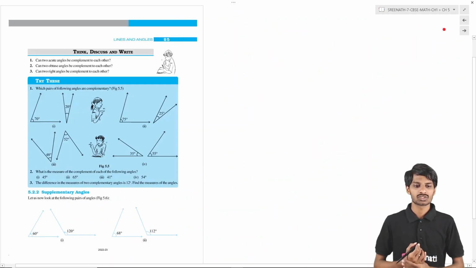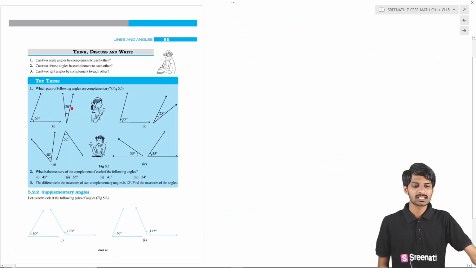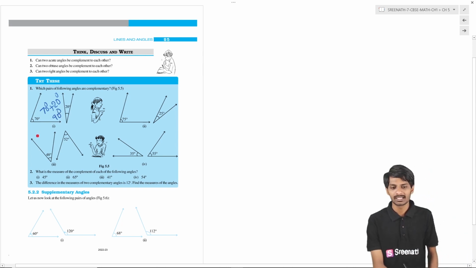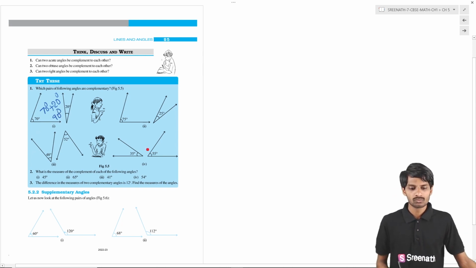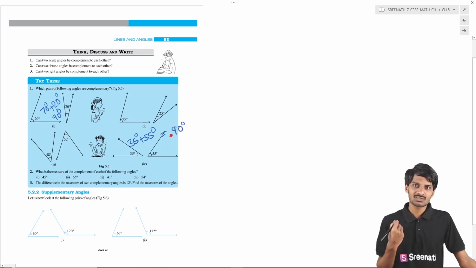Now just try this. Whether these two angles are complementary or not. Here the angle is 70 degrees. Here the angle is 20 degrees. Whenever we add 70 plus 20, it gives 90 degrees. So these are complementary angles, students. Now in this case, this is one angle, this is another angle. So 35 degrees plus 55 degrees. Whenever you add the two angles, 55 plus 30, that will also be 90 degrees. So it is also a complementary angle.